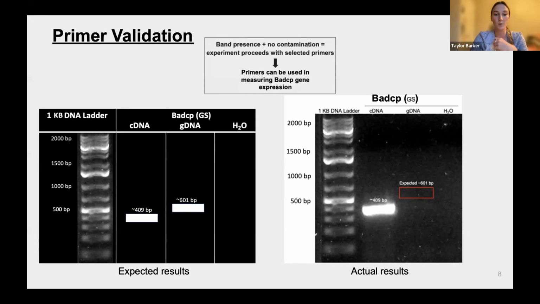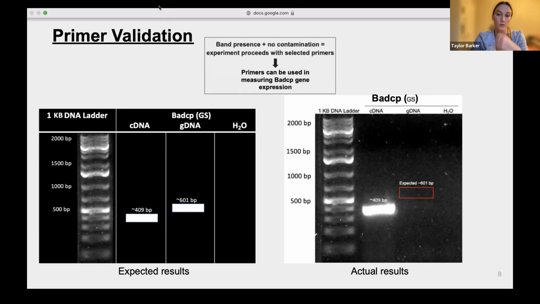But we did know that the primer pairs did work because, again, we have the presence of the cDNA, and we can confirm that there's no contamination of the reagents due to no bands in the H2O here on the right.